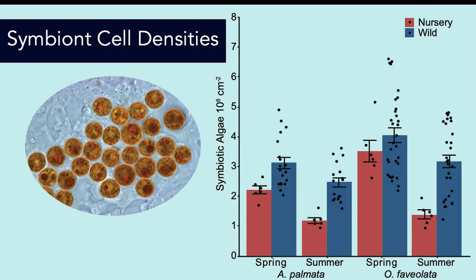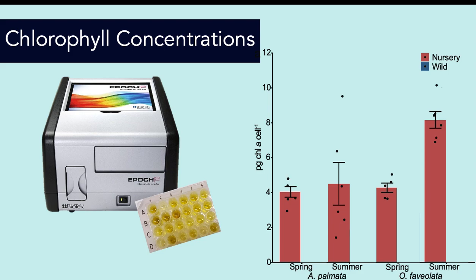What was interesting, though, is that these were significantly lower than what we observed at all time points for the wild conspecifics, which seems to me to indicate that things are a little bit different in the nursery tank systems than they are in the wild. Not too surprising.